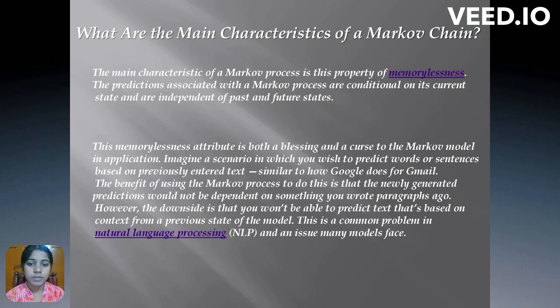The benefit of using the Markov process to do this is that the newly generated predictions would not be dependent on something a whole paragraph ago. However, the downside is that you won't be able to predict text that's based on the context from the previous state of the model. This is a common problem in natural language processing and an issue any models face.